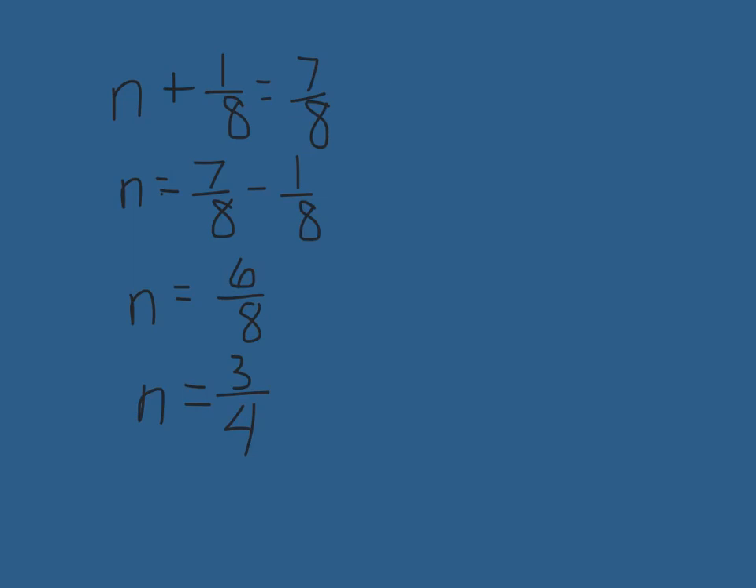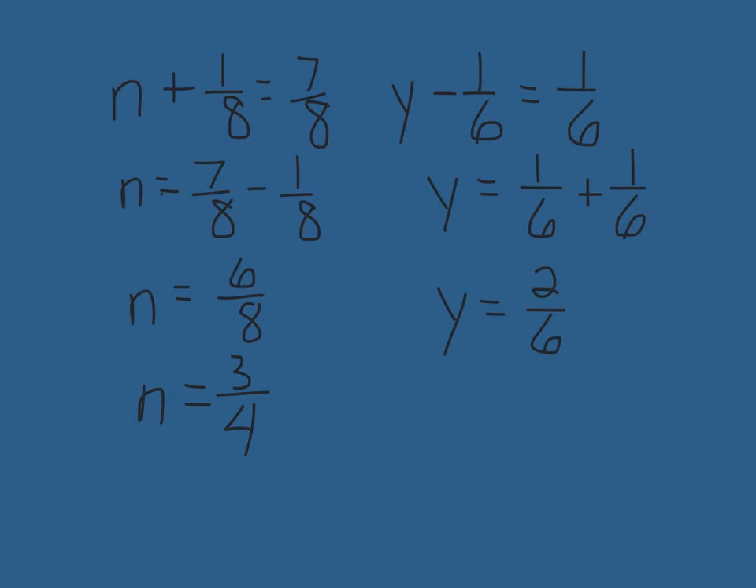Okay, so why don't you try now y minus 1/6 equals 1/6. Pause the video and come back and check to see how you did. Okay, for my related sentence, I would make it y equals 1/6 plus 1/6. Then when I add those up, y equals 2/6. Then I need to reduce those. I'm going to divide them both by 2. So 2 divided by 2 equals 1, and 6 divided by 2 equals 3. So y equals 1/3. Is that what you came up with too?